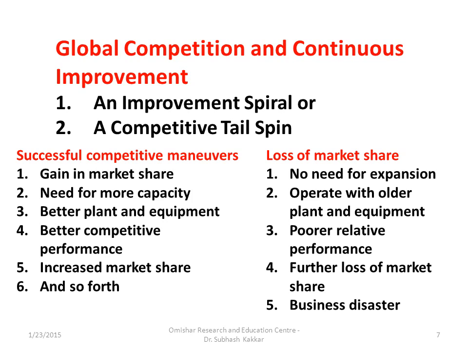We have to stay in the competition as far as global competition in continuous improvement is concerned. There are two ways to look at the operations of an organization. The first one is an improvement spiral. The other one is a competitive tail spin. Successful competitive maneuvers: if such is the case, a gain in market share will be there. When there is a gain in market share, the need for more capacity will be there. Better plant and equipment will have to be bought.